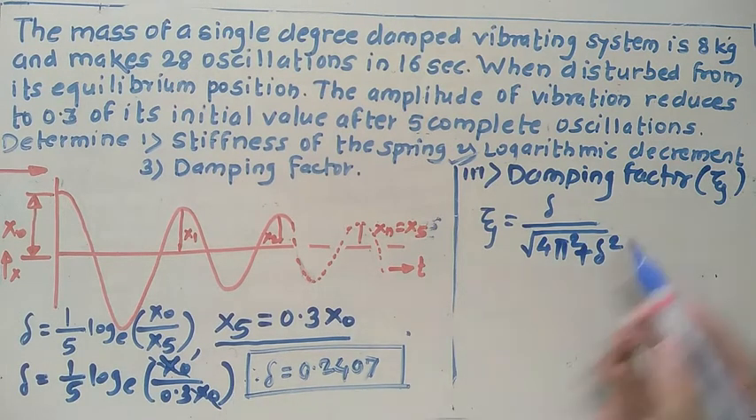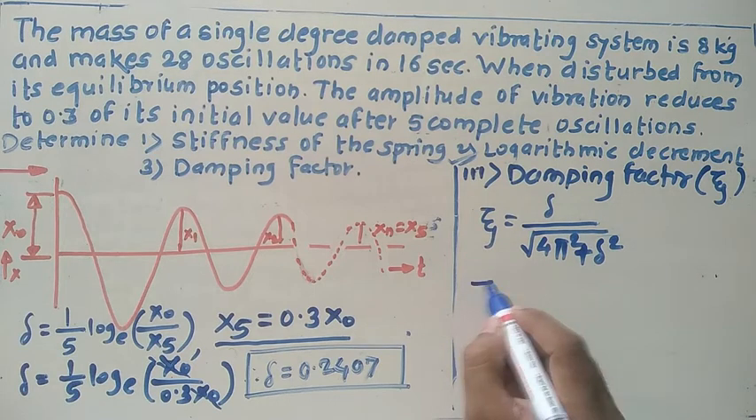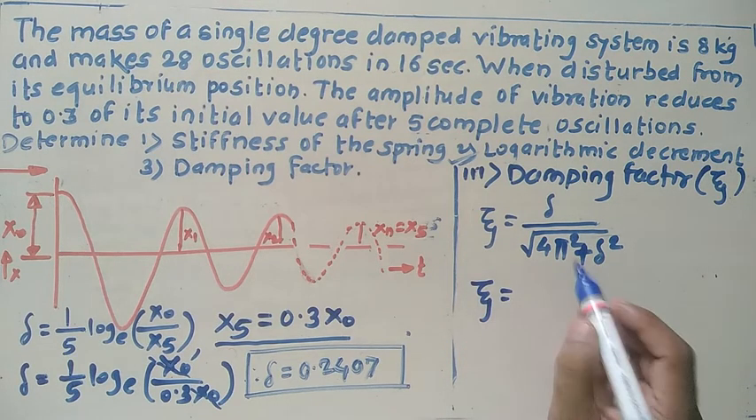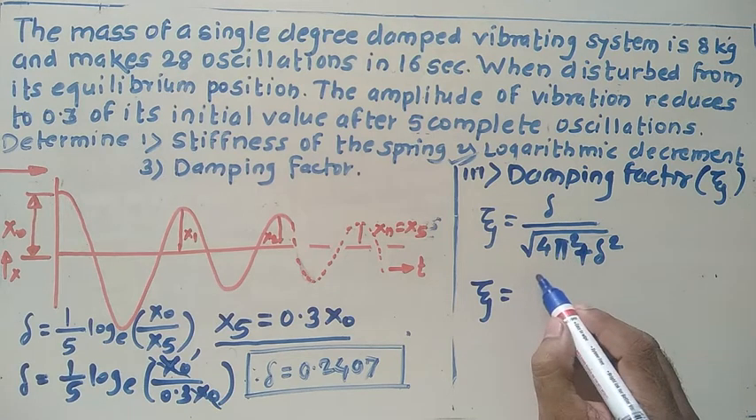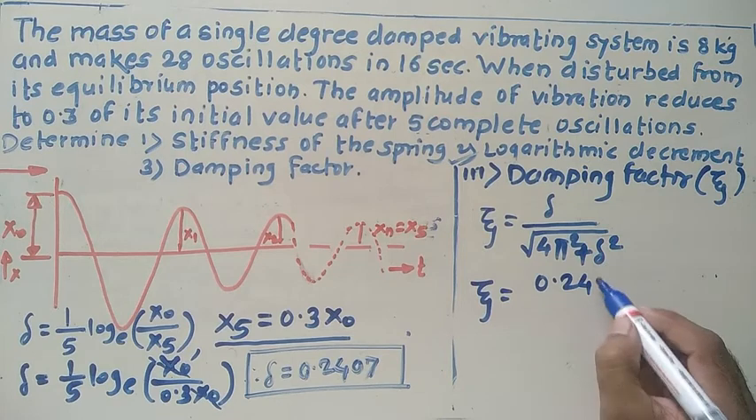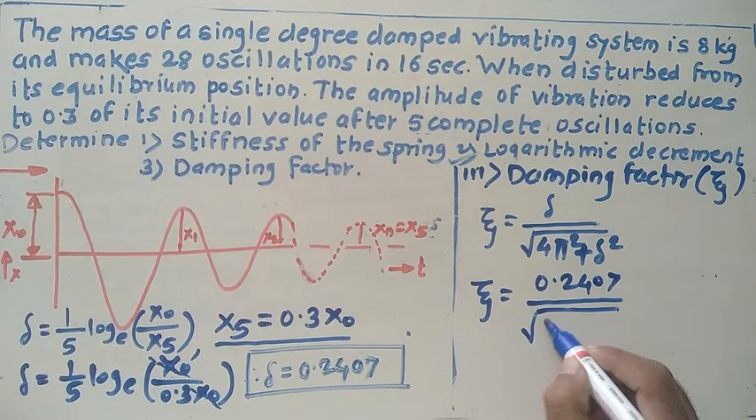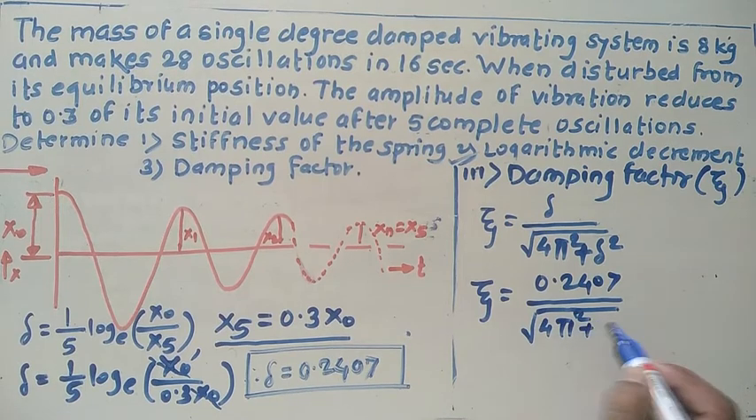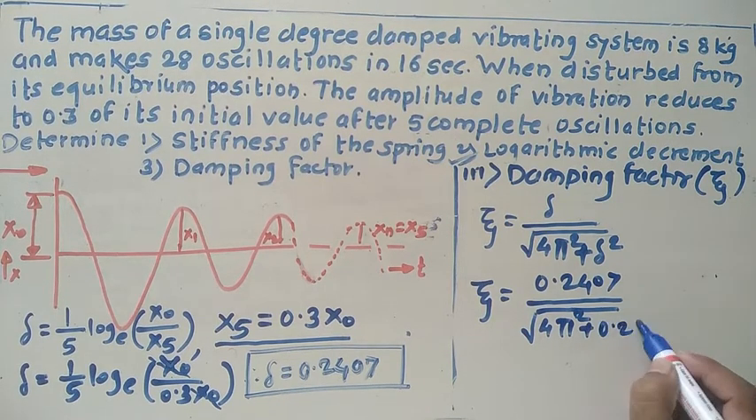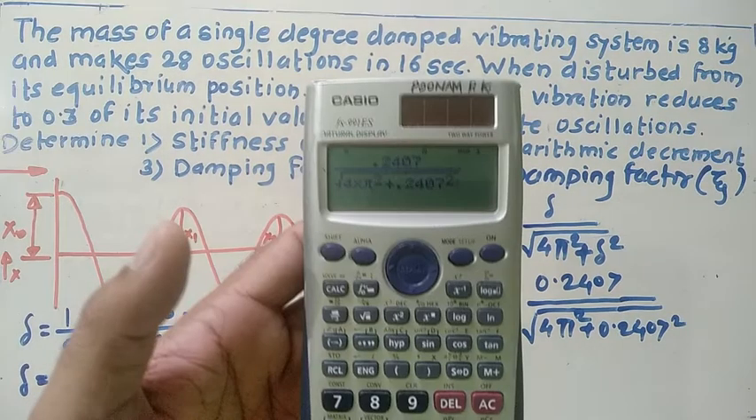Now the value for delta we already have, substitute it here and easily you can get the value for zeta. So what is the value for delta? Delta is 0.2407, divided by square root of 4 pi square plus delta square, that means here 0.2407 square. Solve this and get the value for zeta.